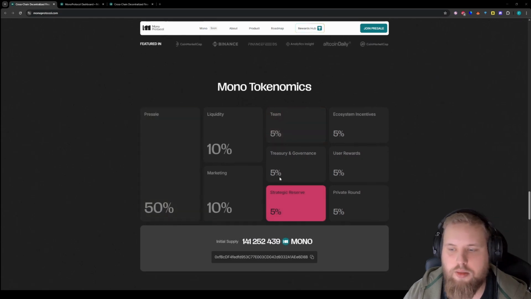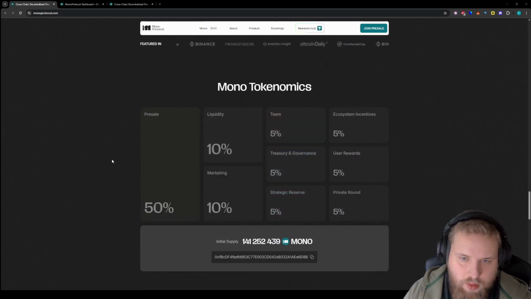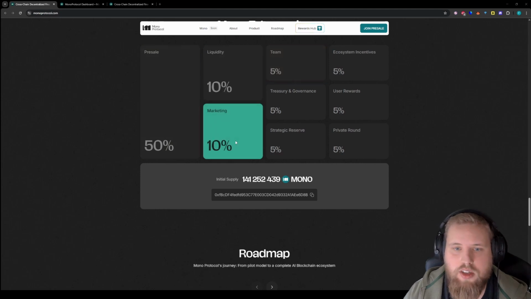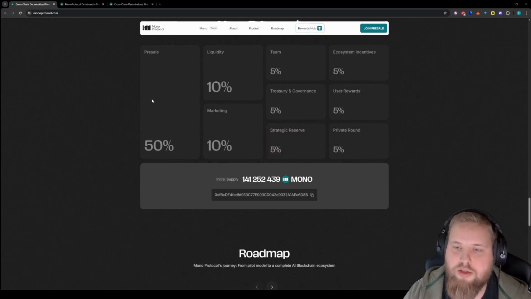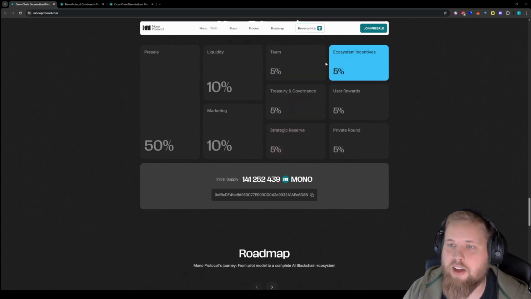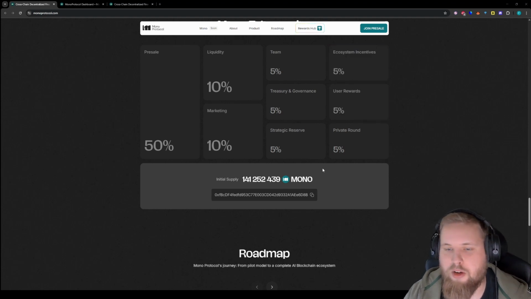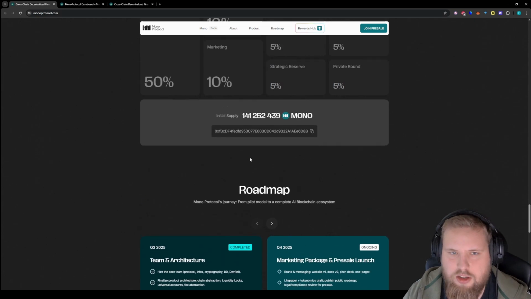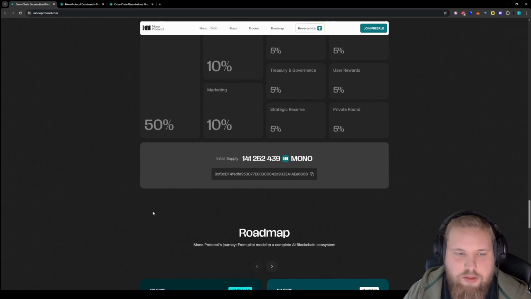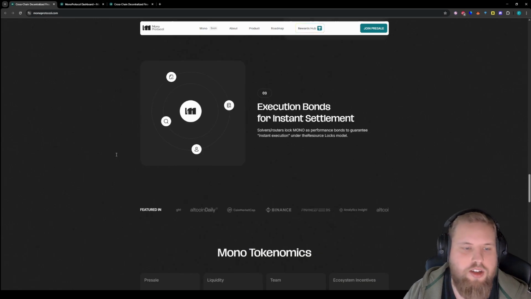And we have the tokenomics here as well. We have 50% for the presale, 10% liquidity, 10% marketing, 5% team, 5% treasury and governance, 5% for the strategic reserve. Always good to have that. Ecosystem incentives, user rewards, and the prior round as well, 5%. With an initial supply of 141 million. But I think this is the initial supply once it launches, because we have, I think, 533 million tokens for the presale.